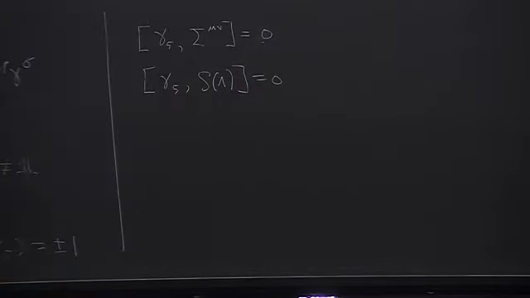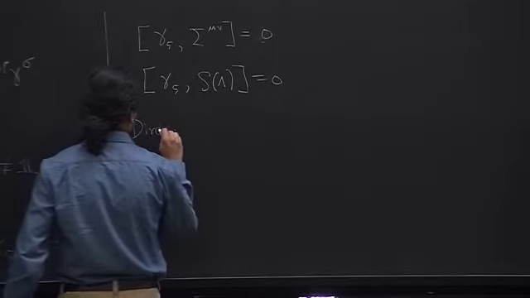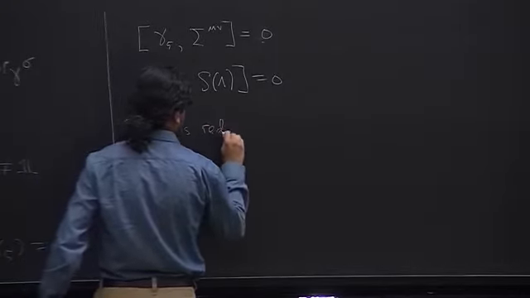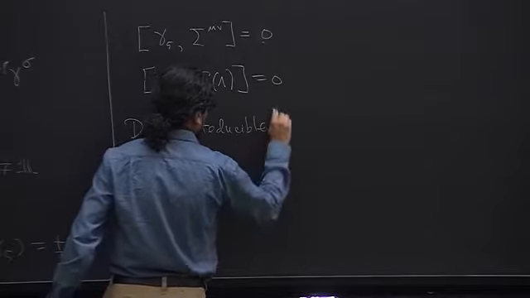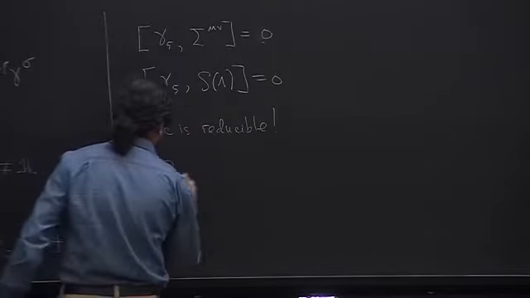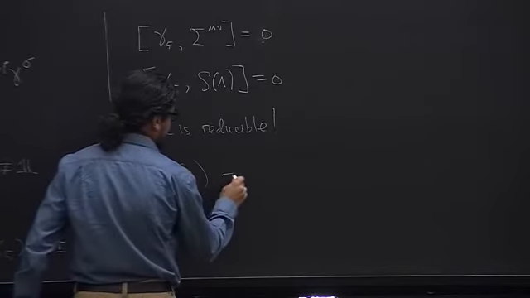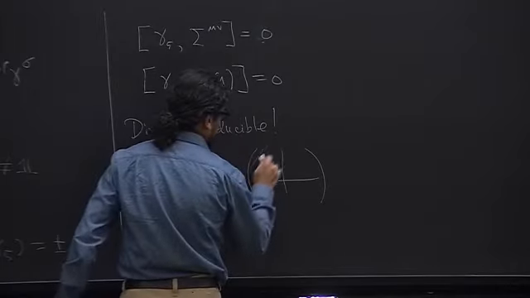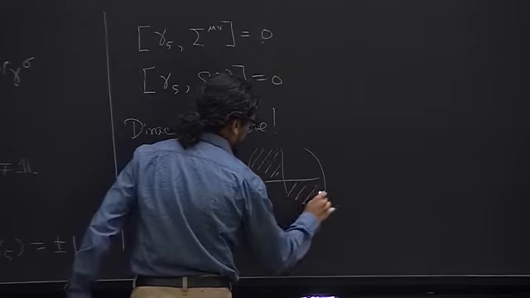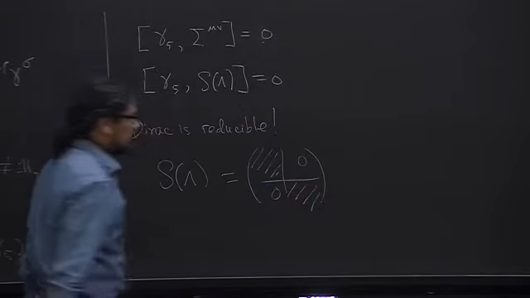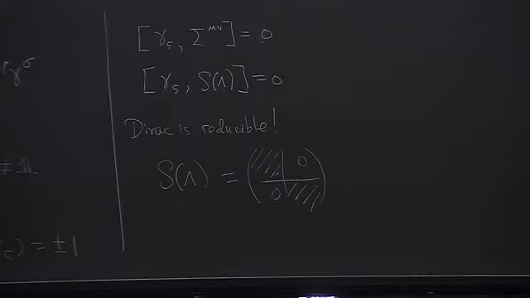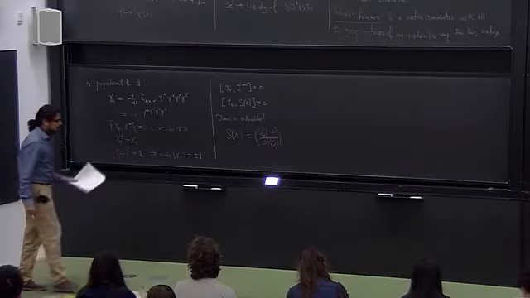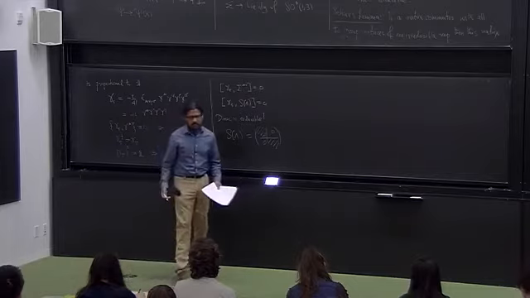And then it follows that it will commute with all the matrices of the representation. So the Dirac representation is reducible, which means that there exists some basis in which the Dirac matrices take a block diagonal form. These are 2 by 2, and these are 2 by 2 zero matrices. And one can show, although I don't know how to, that you cannot reduce it down to an even smaller representation. Okay?